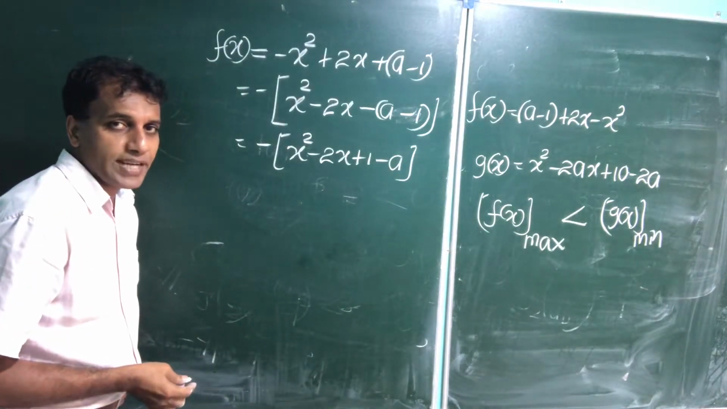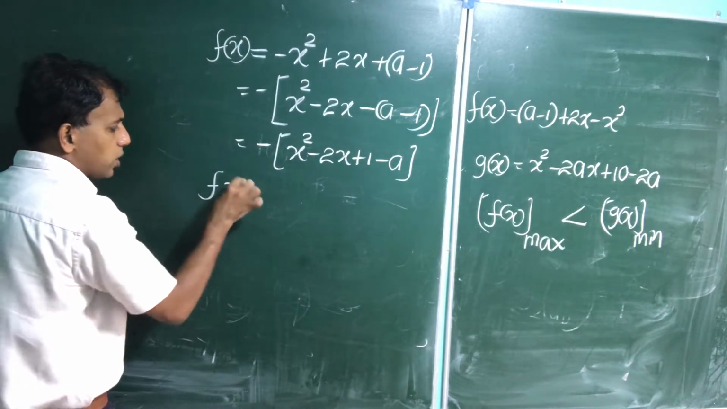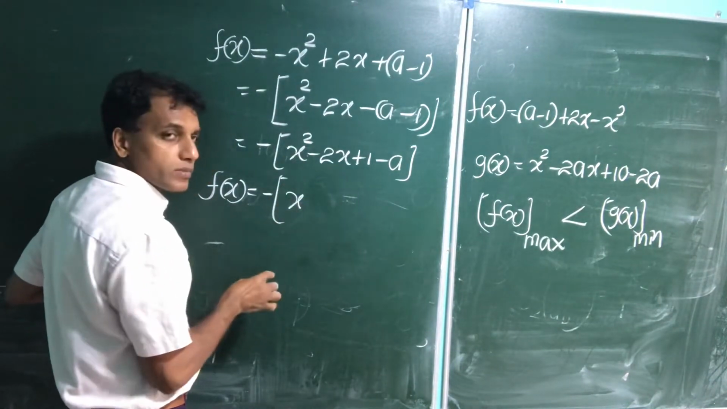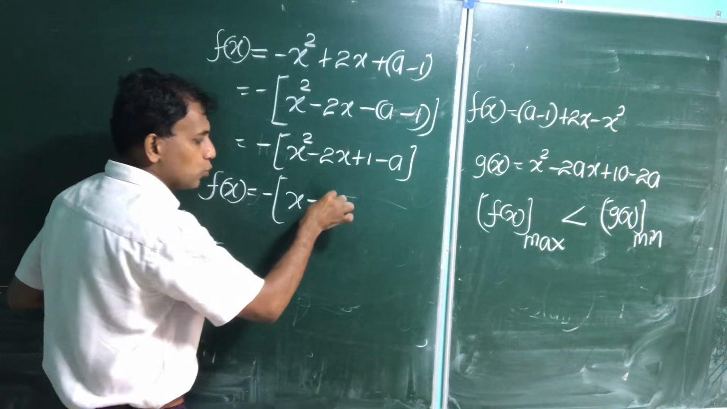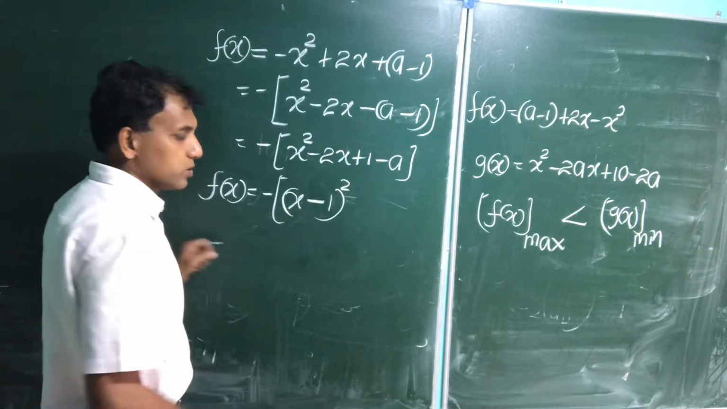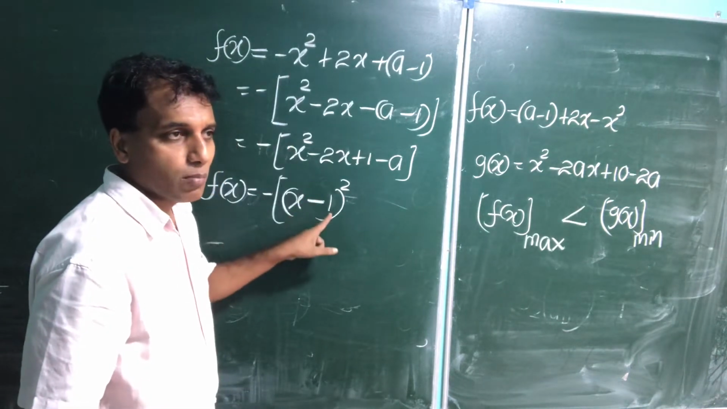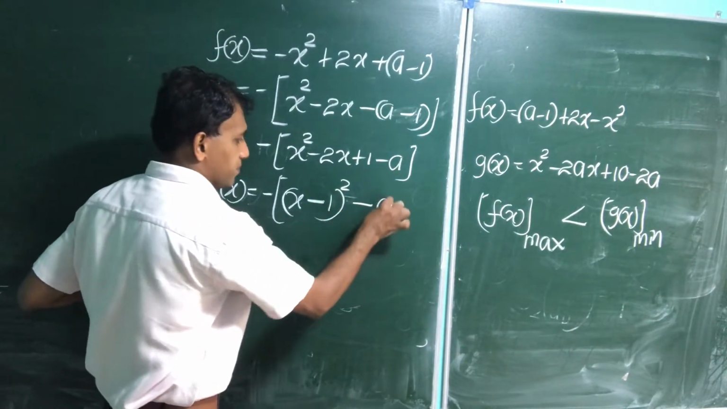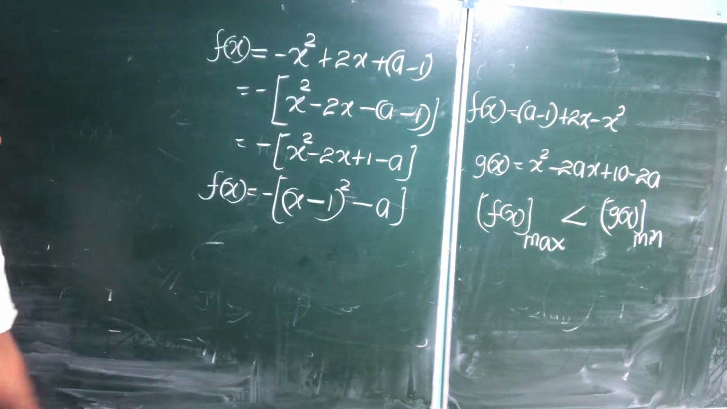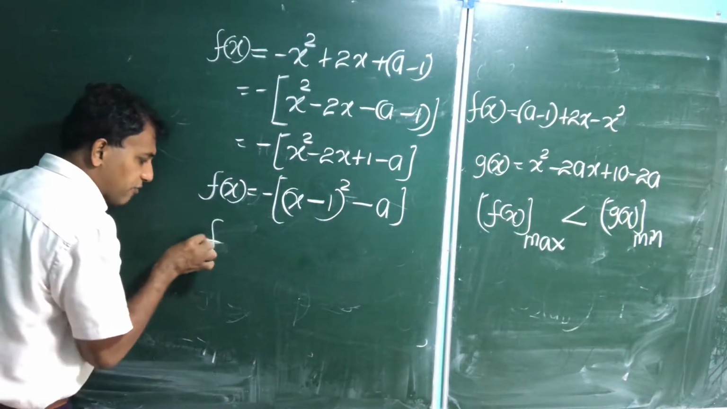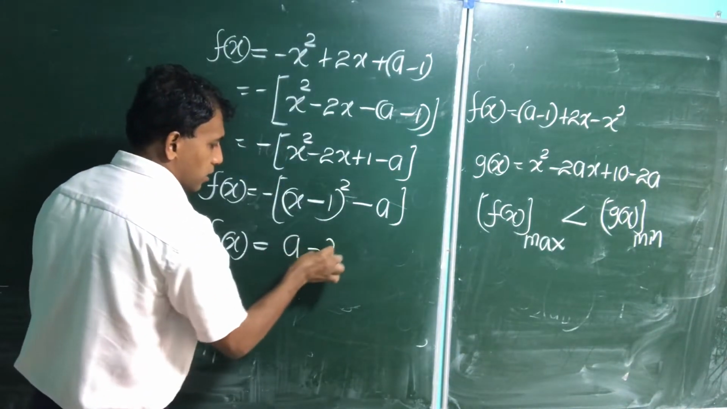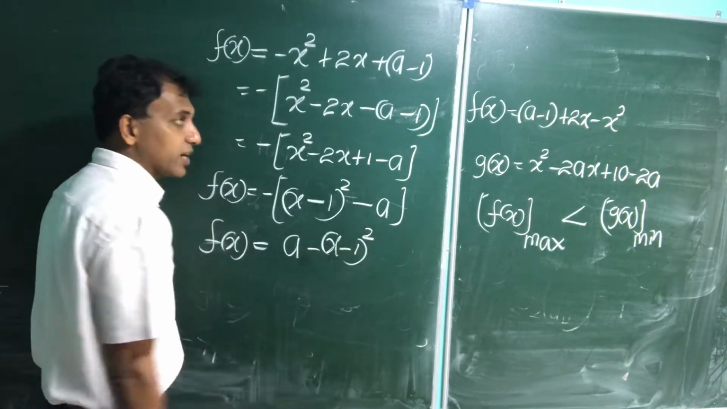Now write this in completing square form. f(x) equals minus into x minus, half of the 2 is 1, complete square, right? So if you expand, what happened? x square there, minus double, plus 1 available, okay? So minus a. Everything is there, x square minus 2x plus 1, so finally that is minus a. Therefore the function f(x) equals, multiplying the minus, minus into (x minus 1) square plus a. This is the first quadratic function.